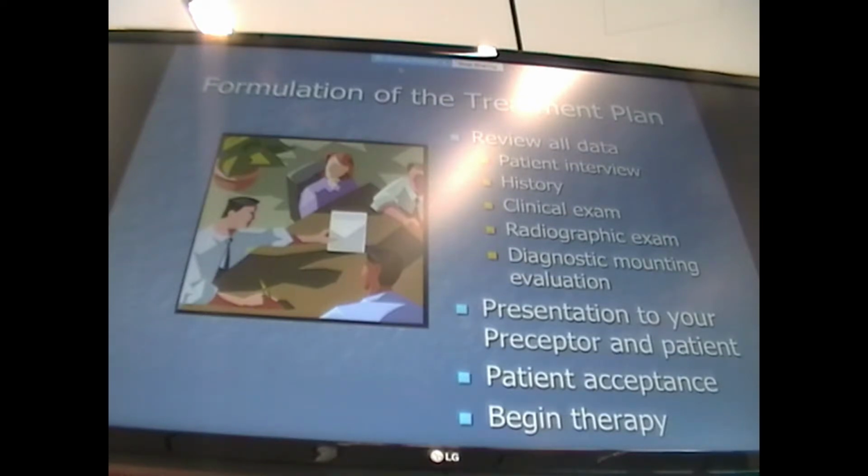Why does the patient accept treatment? Is it because they all of a sudden have this great appreciation for dentistry? No. Anyone want to guess why a patient accepts treatment? They like you. They like you.